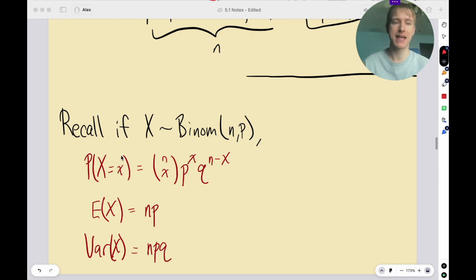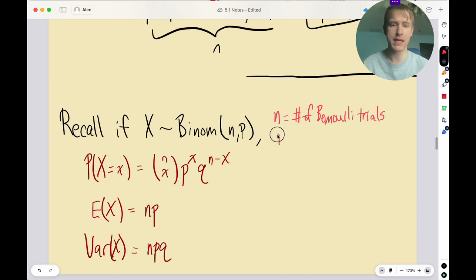In the last video we talked about and introduced the binomial distribution, which, recall, if X is a binomial random variable with parameters n and p, n is the number of Bernoulli trials, where Bernoulli trials have the same probability of occurring and are independently and identically distributed, and little p is the probability of a success. Each trial only has two possible outcomes, either a success or a failure, like flipping a coin.